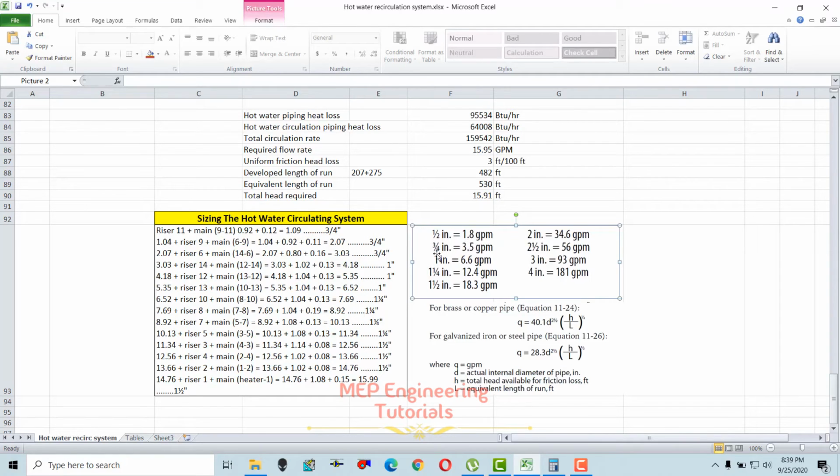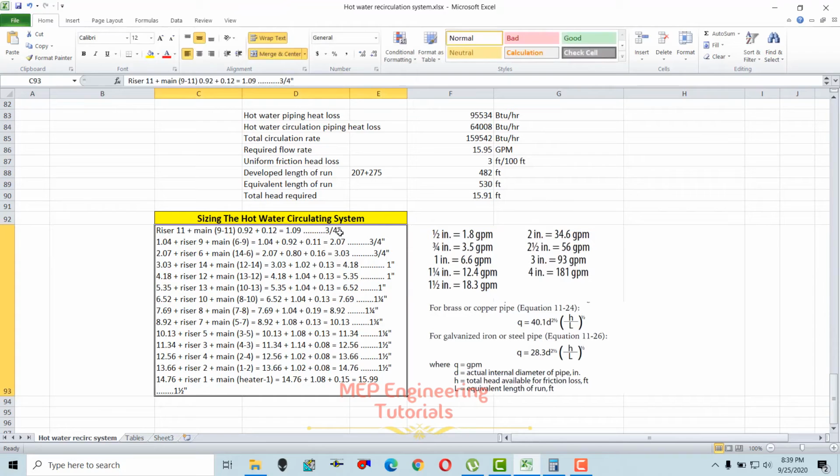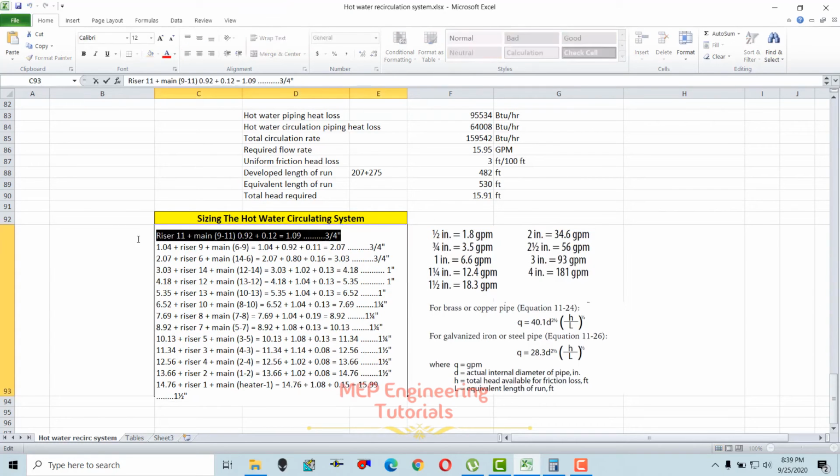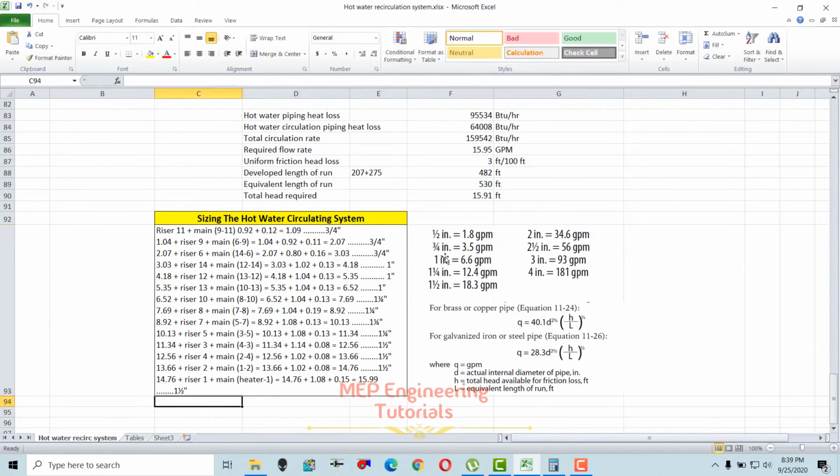So we can use 3 by 4 inch pipe size in here. So we're gonna use 3 by 4 inch pipe size for this one. So that means we can use 3 by 4 inch pipe size up till 3.5 GPM. If we have 3.6 GPM, then we have to increase the pipe size to 1 inch.